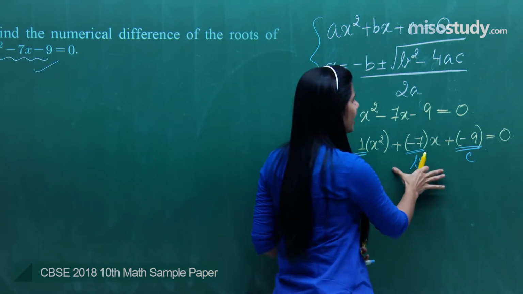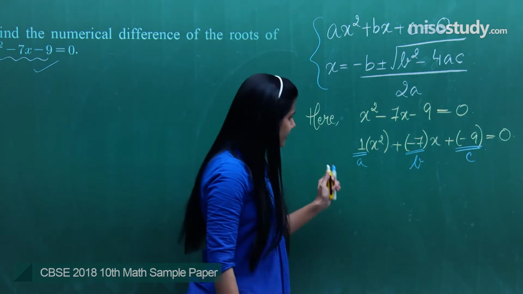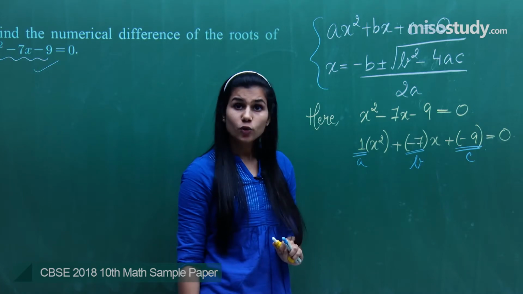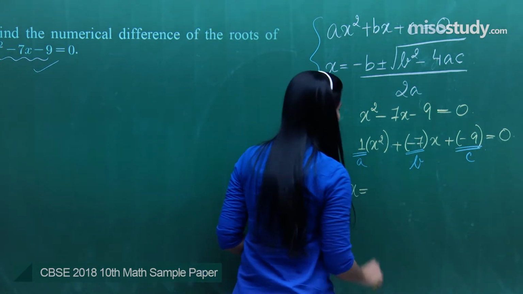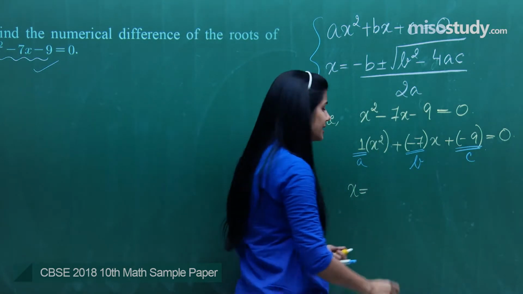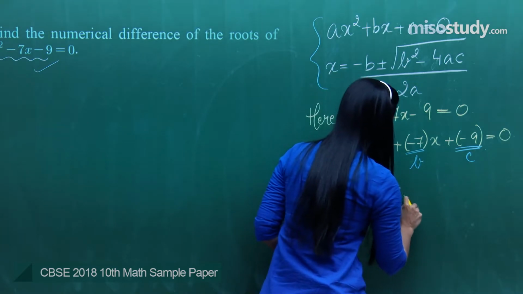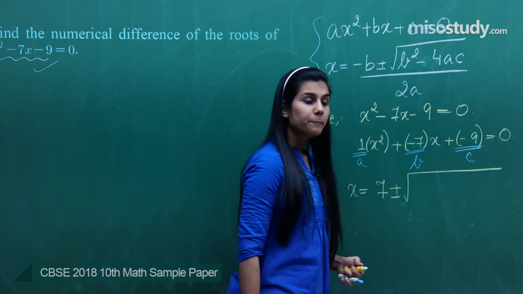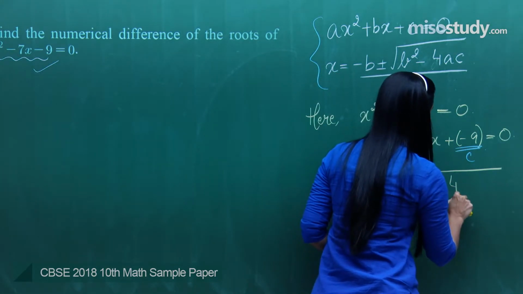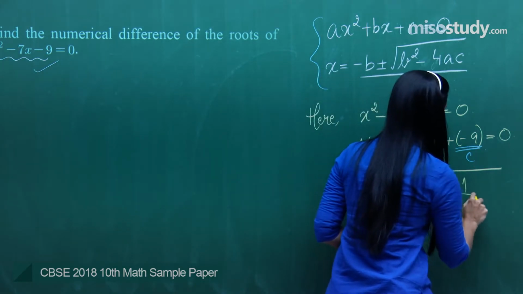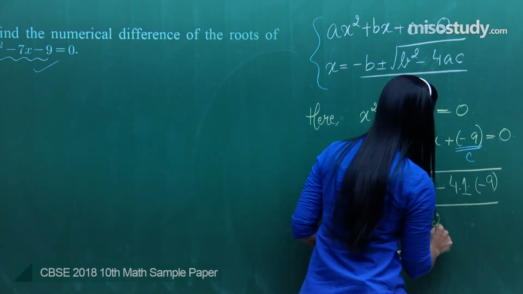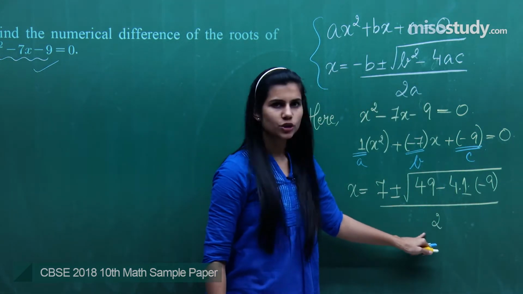Now that I have this quadratic equation, I know what a, b, c are. These values of a, b, c are going to help me compute the roots of this quadratic equation. Now over here, x is equal to minus b. Minus b, that means minus of minus 7, which is 7, plus minus under the root b square, which means minus 7 square, which is 49, minus 4 into 1 into c, c is minus 9, whole upon 2 into a, 2 into 1, which is 2.